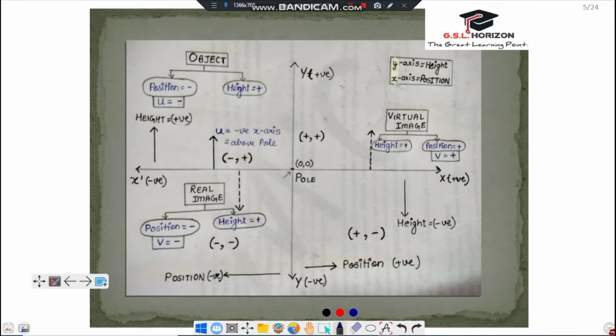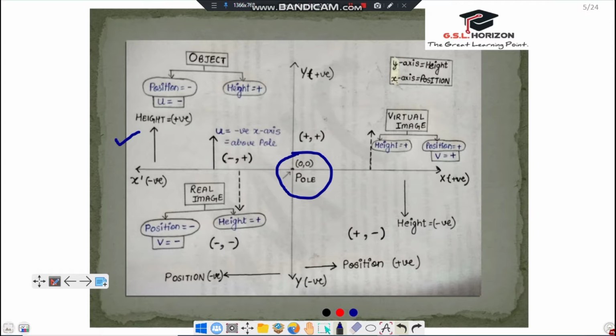Guys, as you see on our screen, the object is always placed to the left of the mirror. This implies that the light from the object falls on the mirror from the left hand side. All distances on the principal axis are measured from the pole of the mirror.